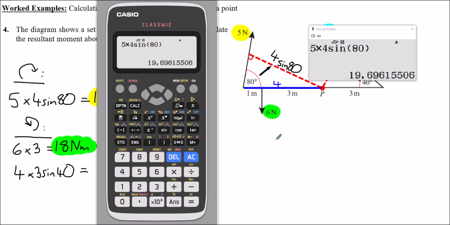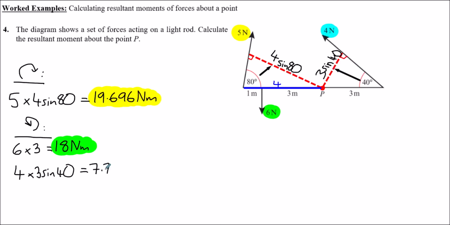Let's see what that gives us. 4 times 3 sine 40 gives us 7.713 roughly. So I'm going to call it 7.713 Newton meters. So the overall total anti-clockwise moment, 18 plus 7.713, is going to be 25.713 Newton meters.